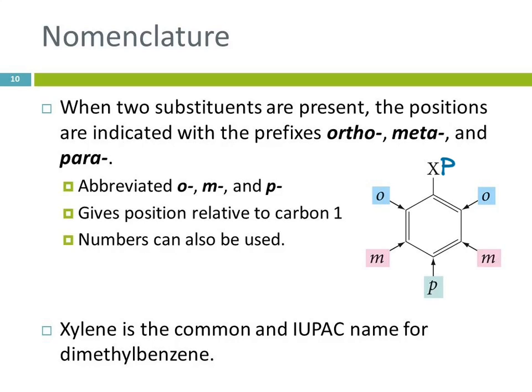So what these abbreviations do, O, M, and P, these prefixes, they just give the relative position. You make one of them carbon number 1, and the other will be in one of these positions. We can also use numbers, and that happens as well. And so this would be 2, and this would be 3, and that would be 4. This is for only 2 substituents.